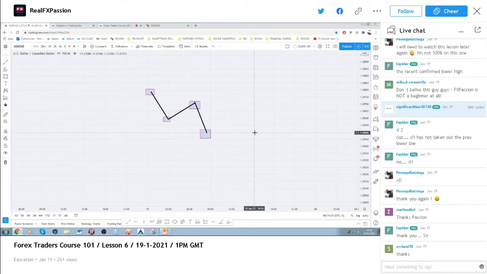A retrace from down, we have no confirmation yet. Lower high is not confirmed. 100% downtrend, okay? Now we have a confirmed downtrend, okay? So what should we do?